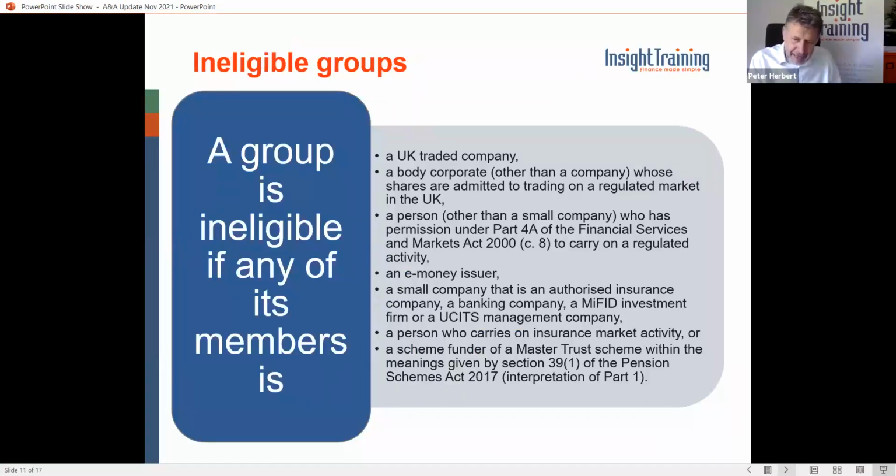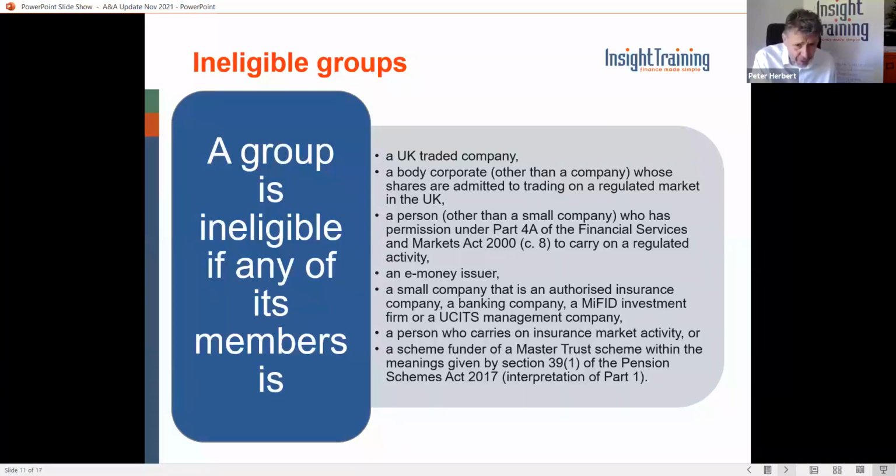Okay, we talked, didn't we, about the definition of an eligible company. Here's the definition of an ineligible group. And a group is ineligible if any of its members is as defined on this slide. So what we're saying there essentially is that where you have got a group that's small based on the numbers, you would still need consolidated accounts if any of the members in that group was on this list. Also, I would say that any entity within an ineligible group would in its own right automatically be not eligible to apply the small company regime and therefore Section 1A of FRS 102.